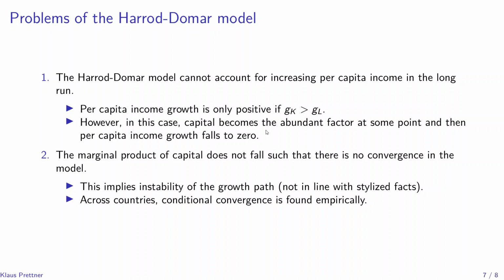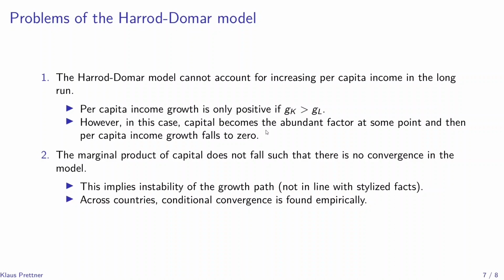But it also implies that there is no convergence in the model. So we don't have any force that would imply stability of the long-run balanced growth path, so that the economy would converge to such a long-run balanced growth path. Instead, we would have an unstable growth path that would change whenever the saving rate changes, and there is no force that brings the saving rate back to a level that would ensure a constant growth rate. And this is not in line with the stylized facts.